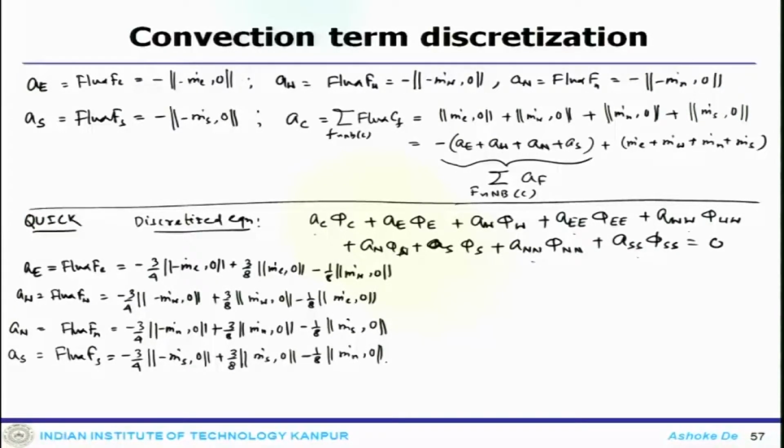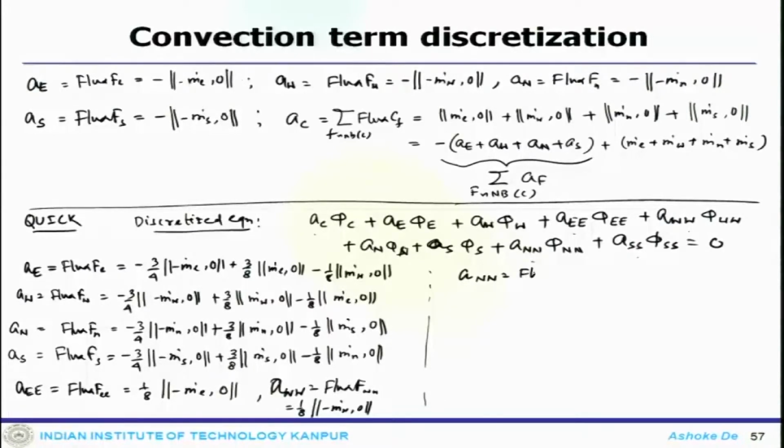And other terms like AEE, which is going to be flux FEE, which is 1 by 8 minus m dot E0, then AWW, which is flux FWW, which is also 1 by 8 minus m dot W0, and other coefficients like ANN, which is flux FNN, that is 1 by 8 minus m nn0, and ASS, flux FSS, which is 1 by 8 minus m dot S0.